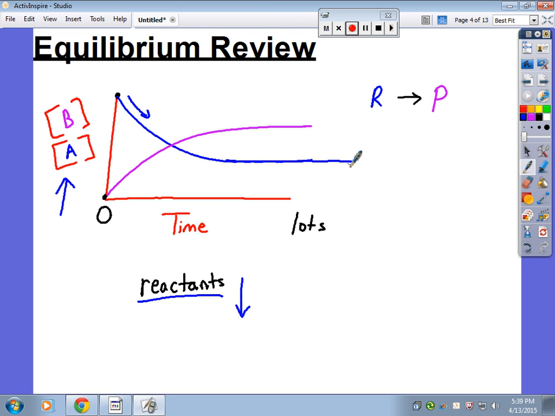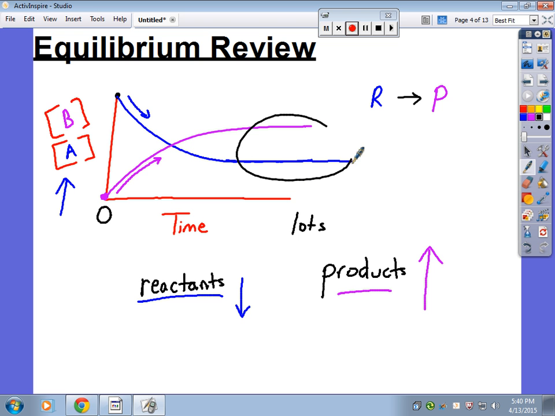Now what happens to the purple? Well, what is the purple? The purple are my products. And how do I know that? Well, at time 0, what do I have? I have nothing. See that right there? But what's happening to it? Oh, it's increasing. And that's what happens. As products are formed, they increase. And what happens to them? Well, they don't continue going through the roof. They balance off. And what is true in this area of the graph? It's reached equilibrium. See that? Okay.